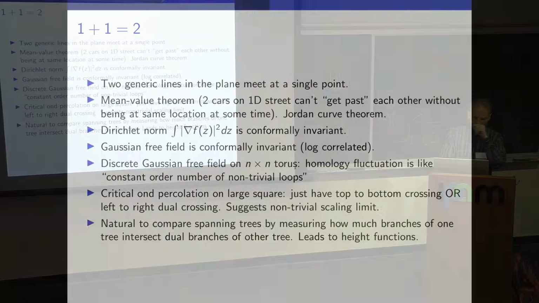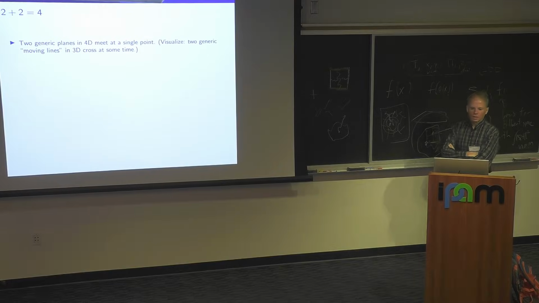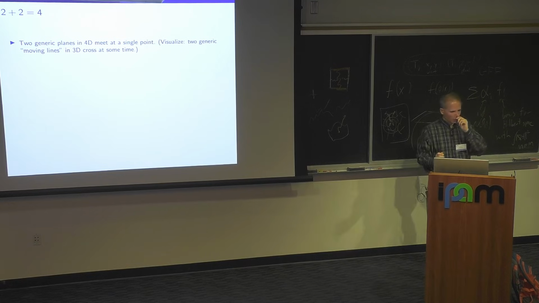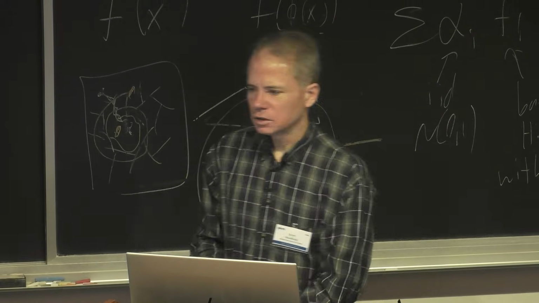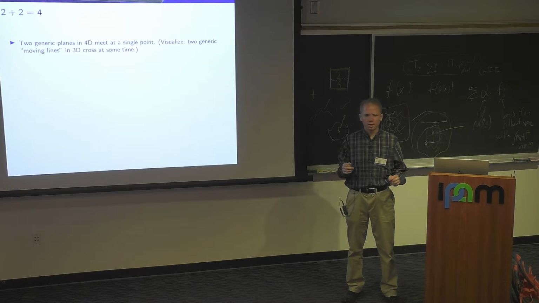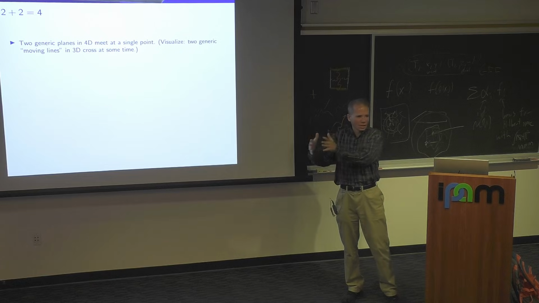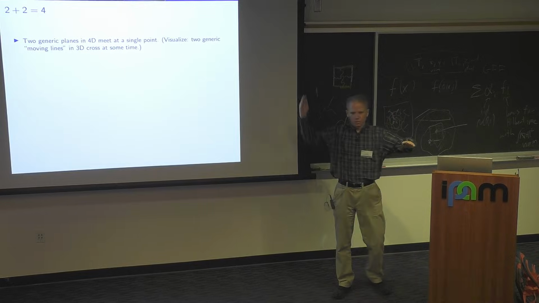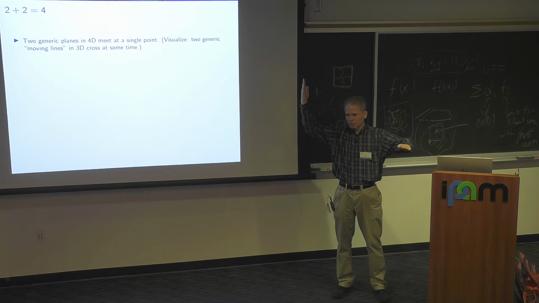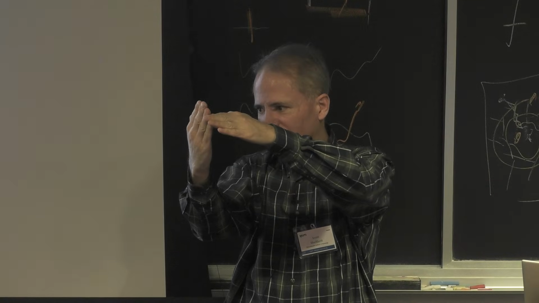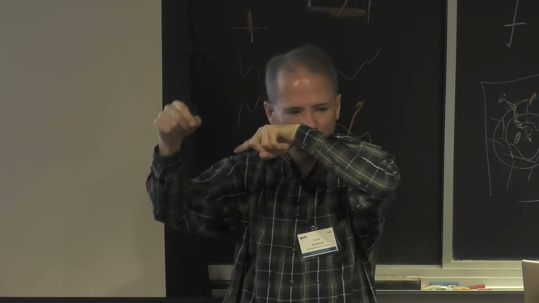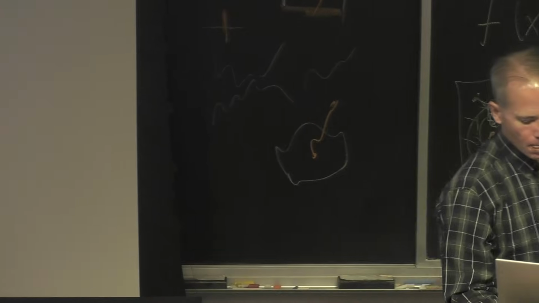Okay, so now 2 plus 2 equals 4. So this tells us 2 generic planes in 4D meet at a single point. So how do I visualize that? Well, you can't really visualize 4D very easily, but you can visualize 3D moving in time. So a plane in 4D is like a line moving in 3D. So if I give you 2 generic lines in 3D with generic directions, at some point they're going to cross each other. You can just sort of visualize that. At some point they meet, and that's the point in space-time where these two planes intersect.